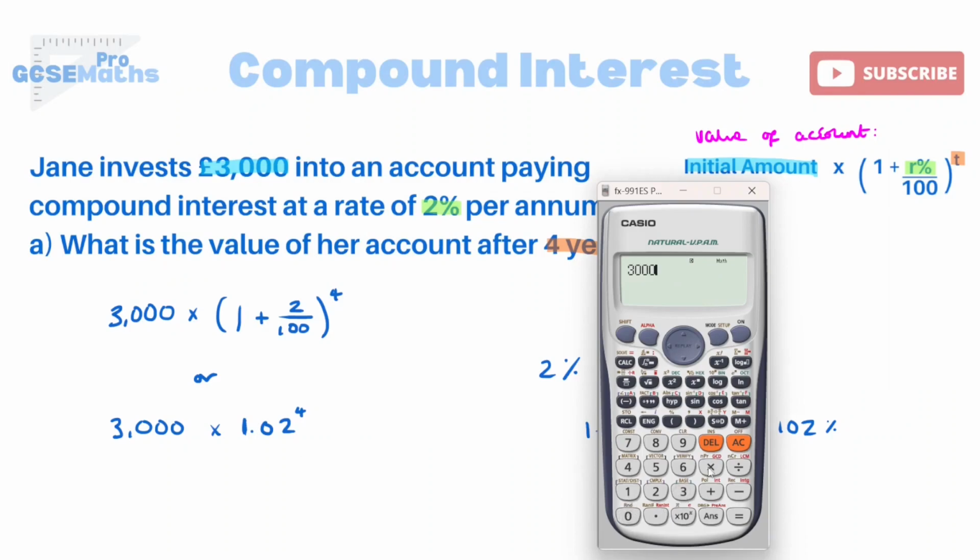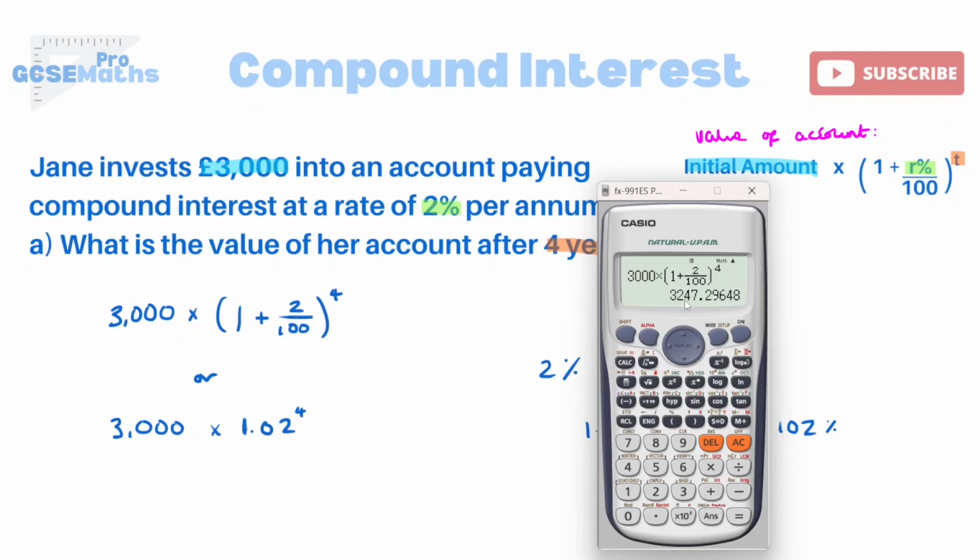So 3,000 times by, open the bracket, 1 plus fraction, 2 over 100, close the bracket, and then to the power. You see this, if you're looking for powers that aren't just squared, it's the one here where we've got x to the power and then like a box basically. So power of 4 and then press equals. You just need to write down this number. Now it is to multiple decimal places and you're probably thinking, well, it doesn't tell me how many decimal places to round it to. It doesn't technically matter. I personally just like to stick to doing 2 decimal places because it's money and money has 2 decimal places.